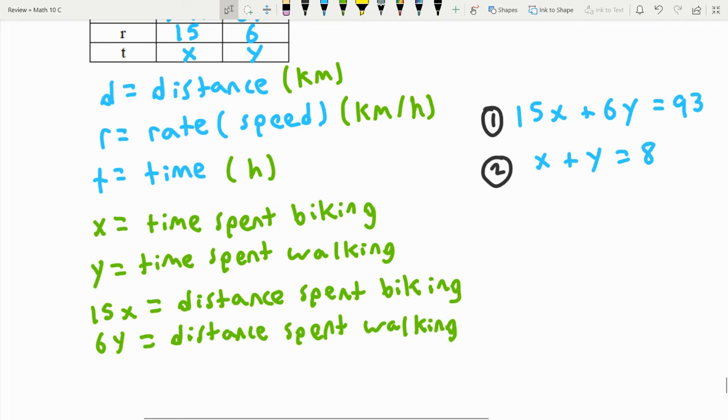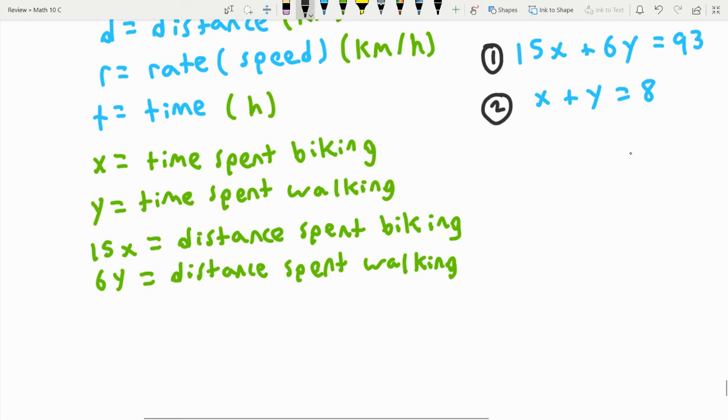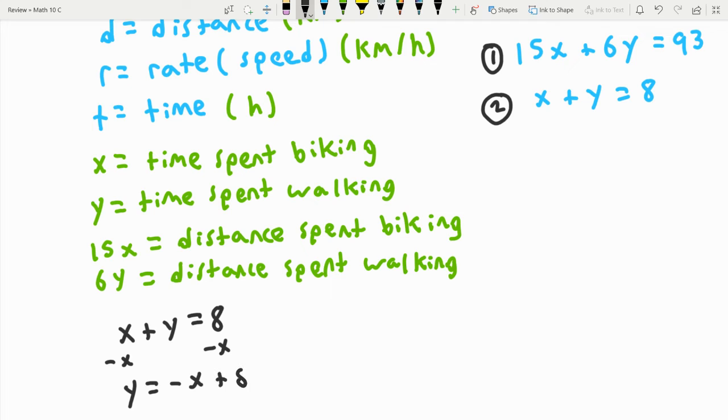Okay, now that I have my equations, let's manipulate one of them and solve for the other. In this case, I think it's easier to manipulate equation 2. So for equation 2, I have x plus y equals 8. And I think I'm going to manipulate for y. So let's subtract x from both sides. And if I do that, I should be left with y equals negative x plus 8. So that's my second equation.